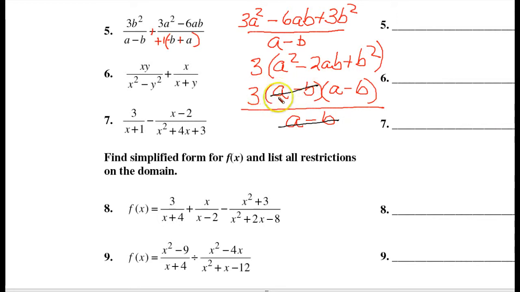So our final answer for number 5 is 3 times a minus b over 1, which we don't write the 1. So it's just this. Now, you could distribute that, and that would be 3a minus 3b, but this is okay. If you distributed it, that would be okay too. All right? Now let's go on to number 6.